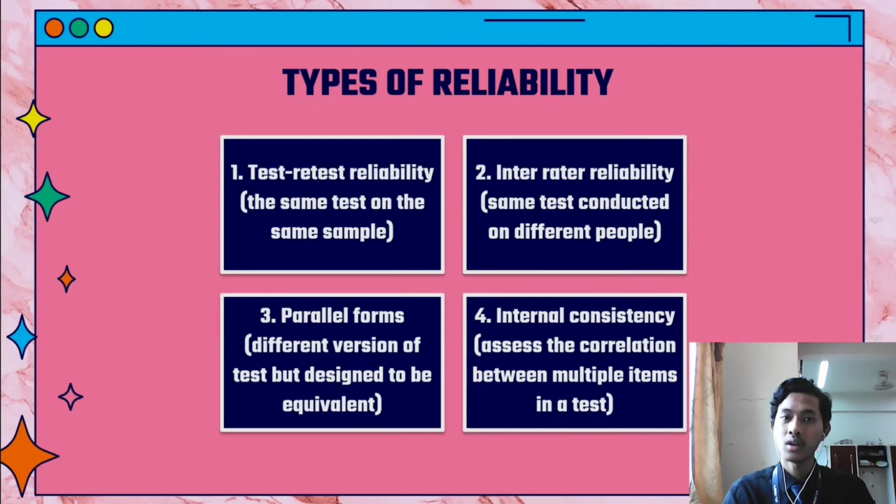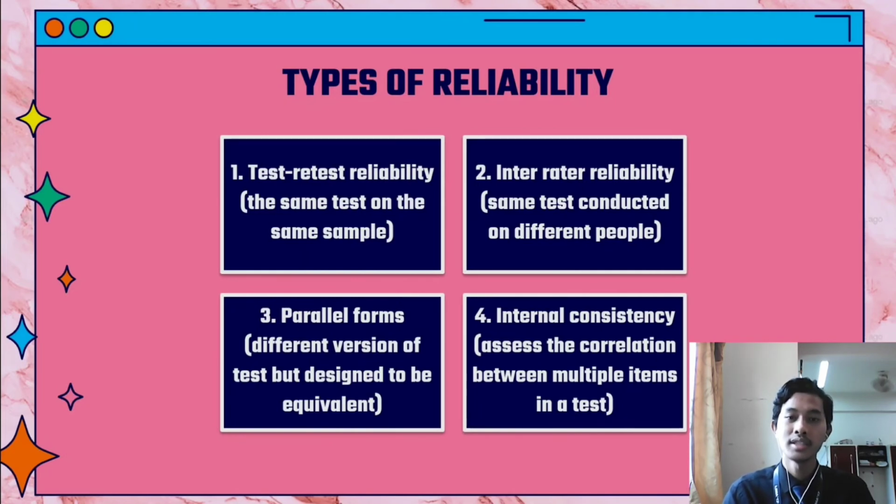Inter-rater reliability, also called inter-observer reliability, measures the degree of agreement between different people observing or assessing the same thing. Third, it is the parallel forms. Parallel forms reliability measures the correlation between two equivalent versions of a test. You use it when you have two different assessment tools or sets of questions designed to measure the same thing.